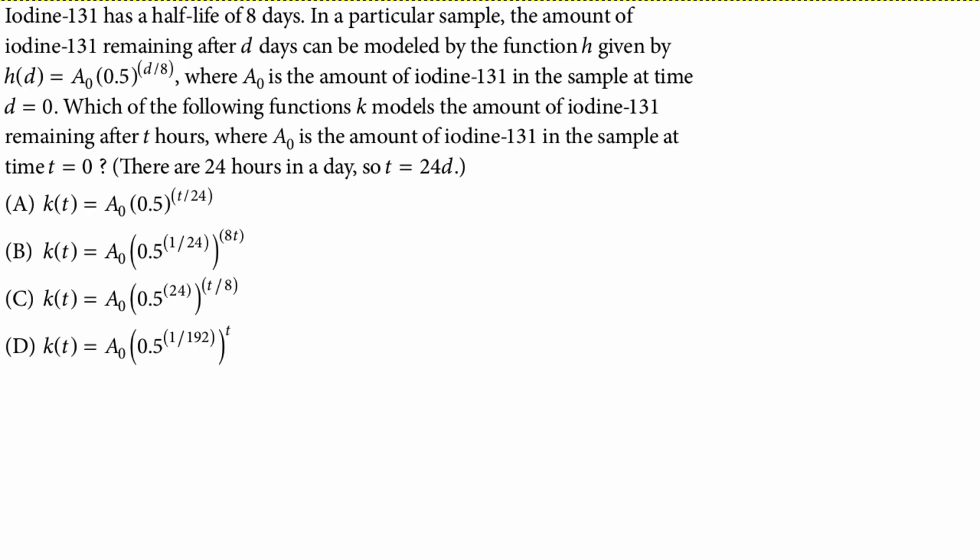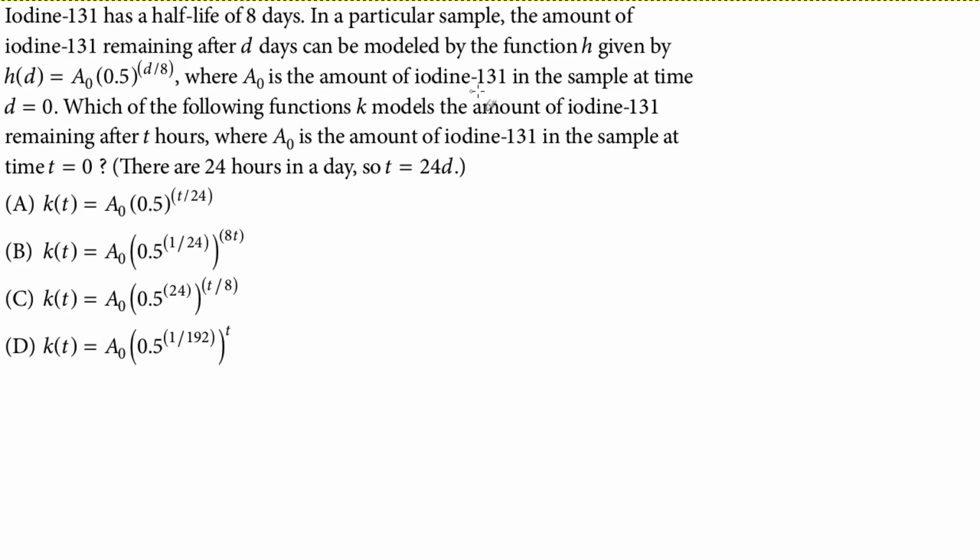It looks like we have a problem here about radioactive half-life or exponential decay. So let's see. Iodine 131 has a half-life of 8 days. In a particular sample, the amount of iodine 131 remaining after d days can be modeled by the function h, given by h of d equals a naught times 0.5 to the d over 8. So this is basically the half-life formula.